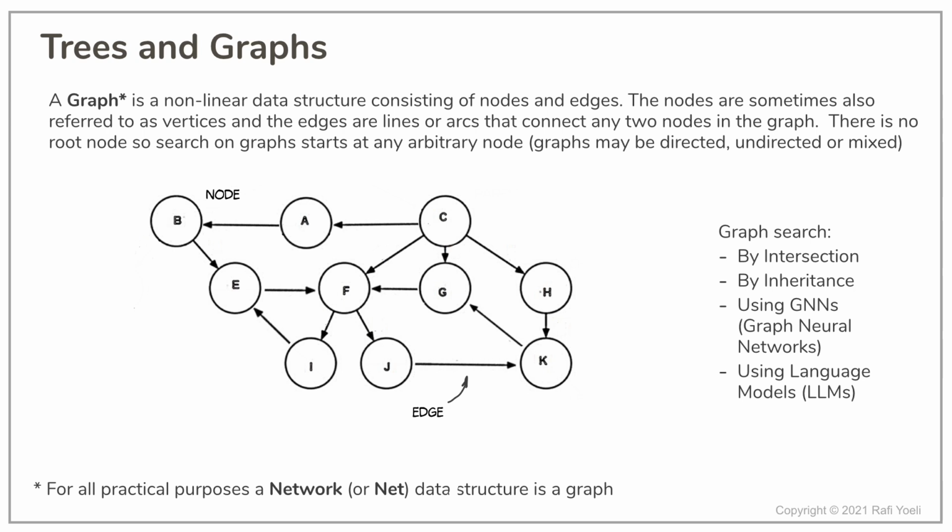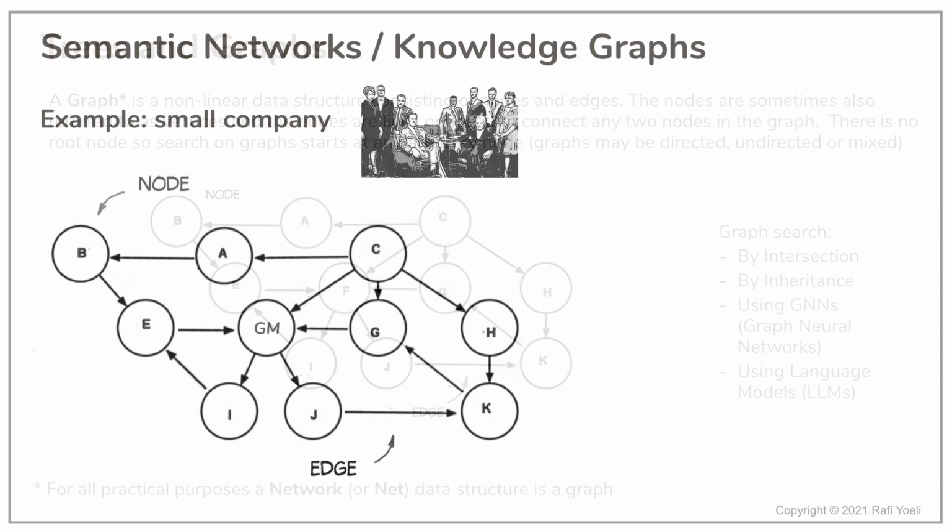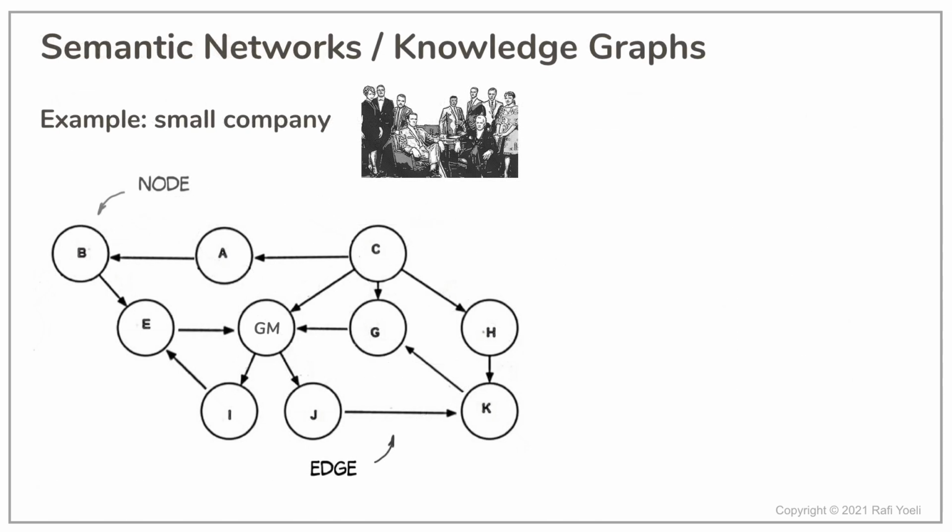Let us apply these concepts to a real-world scenario. For example, we can even think of this basic graph as a representation of a small company. The central node, labeled GM, represents the general manager. The other nodes, labeled with letters, represent employees or partners in the company. This structure allows us to visualize the company's organization at a glance.